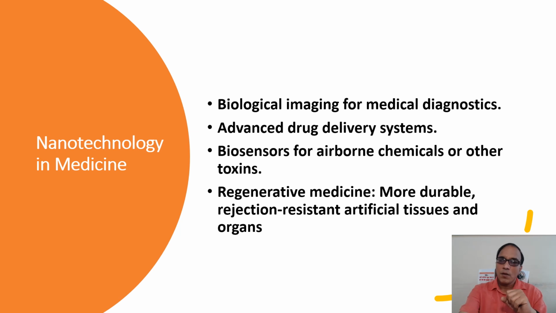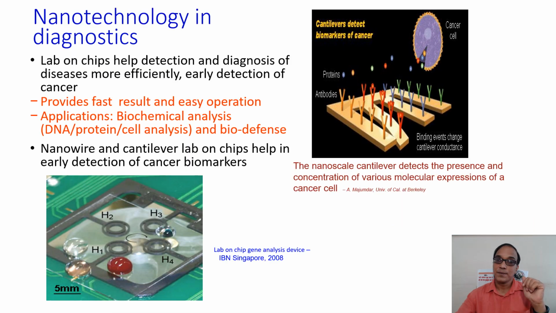Now let's move to biological imaging for medical diagnostics, and advanced drug delivery systems in medicine. They can be used as biosensors for airborne chemicals or other toxins. Regenerative medicines may be prepared that are more durable, rejection-resistant artificial tissues, and artificial organs we can prepare with the help of these nanomedicines. The nanotechnology used in medicine can be employed for these various effects.